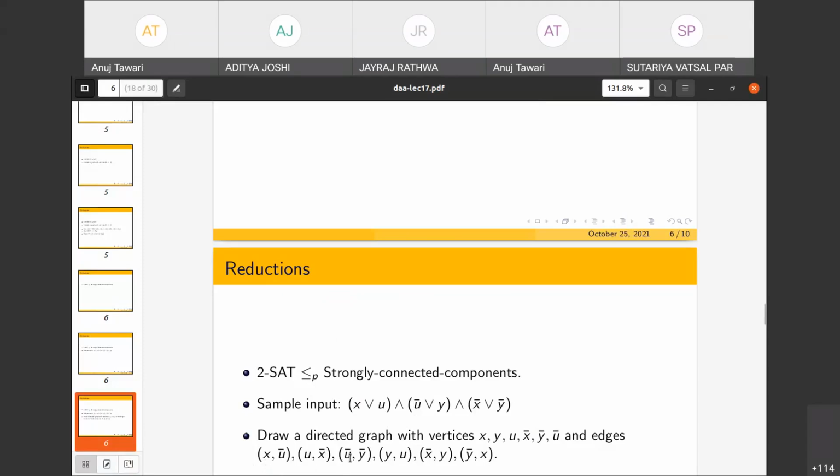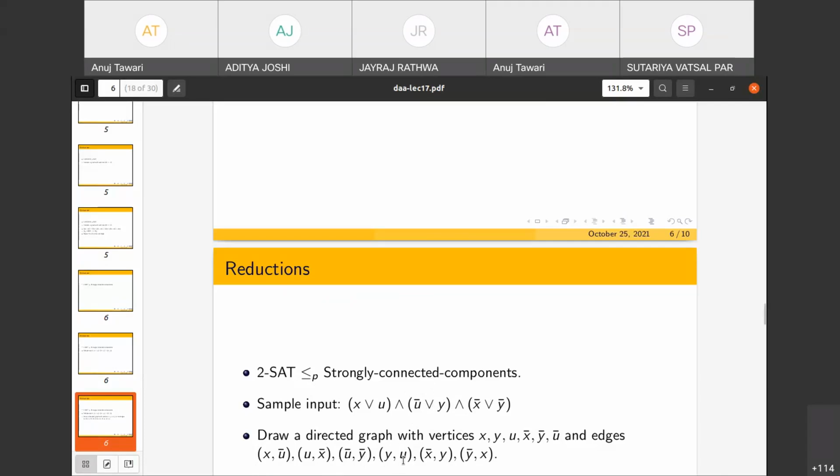Then if u bar is false, then y bar is also false, so that this thing will be true. If u bar is false and y bar is also false, that means y is true. Therefore, this clause will be satisfied. Similarly, you can do the other way.